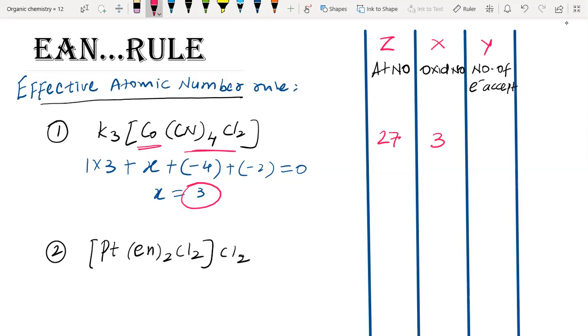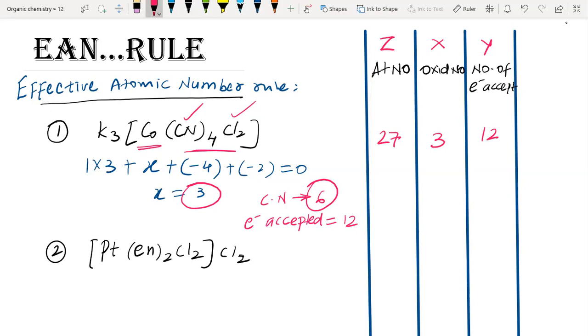We have 4 cyanide and 2 chloride. That means the coordination number is 6. Here the coordination number is 6 because these ligands are monodentate, and as the coordination number is 6, the number of electrons accepted we can write as 12, because each ligand donates 2 electrons. So in all we have 6 ligands, that means 12. So we'll write 12 here.